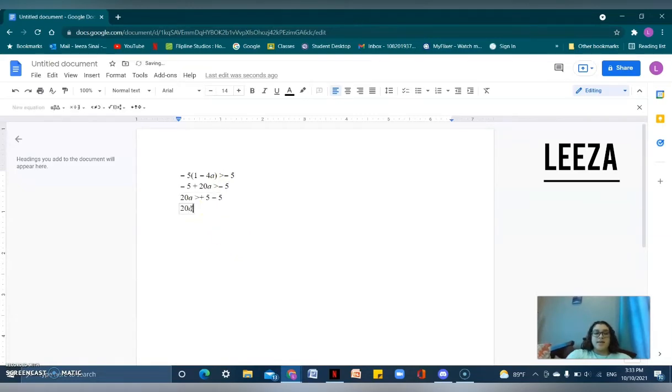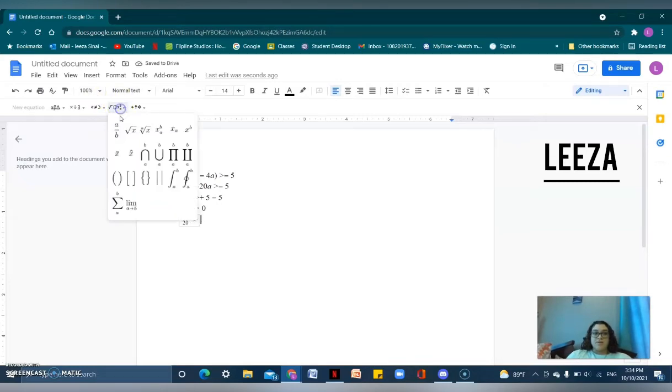We will bring down the 20a, and we will solve the positive 5 minus 5. So 5 minus 5 equals 0. And now we need to get the variable by itself. So in order to do that, we will divide the 20, put it in a fraction, 20a divided by 20. And what we do on one side, we do on the other side. So we'll have 0 divided by 20.